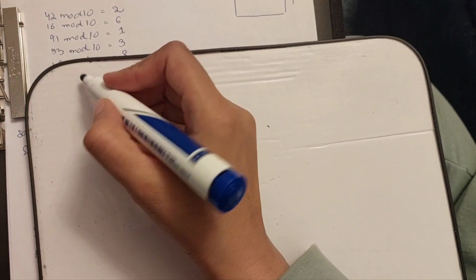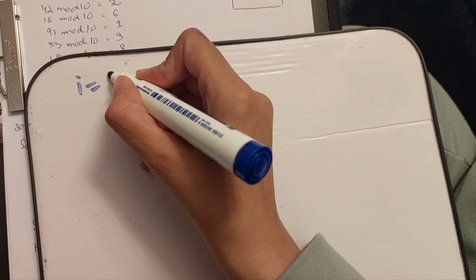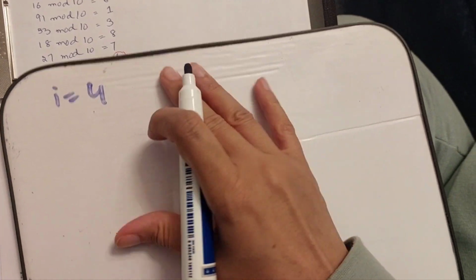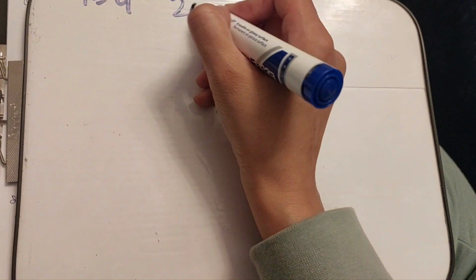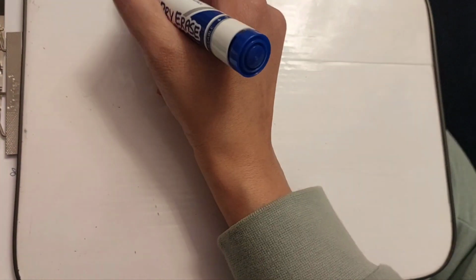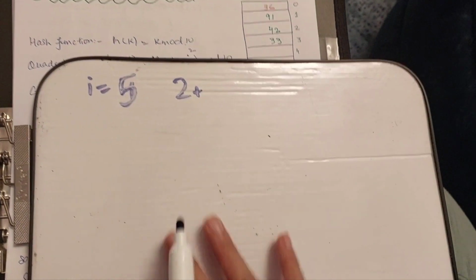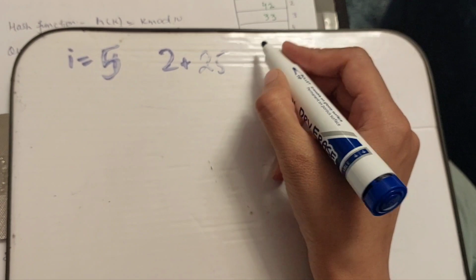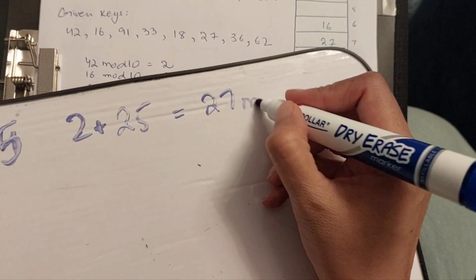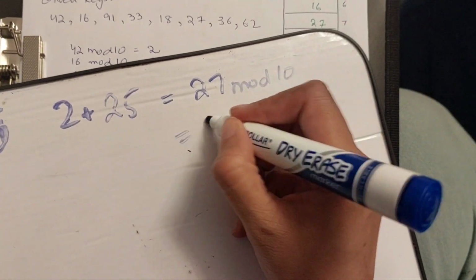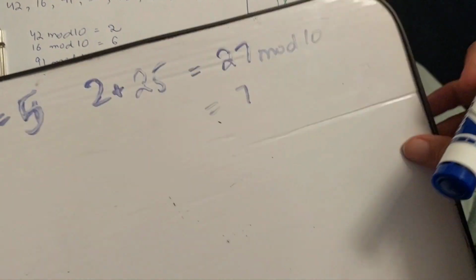Continue it further. For example, if we take i equal to 4, then we can still say that it will become 2 plus... sorry, we already did it with 4. So i equal to 5 will become 25, and 25 plus 2 is 27. So I'm going to do 27 mod 10, and it will be 7. So you see 7 is still filled.